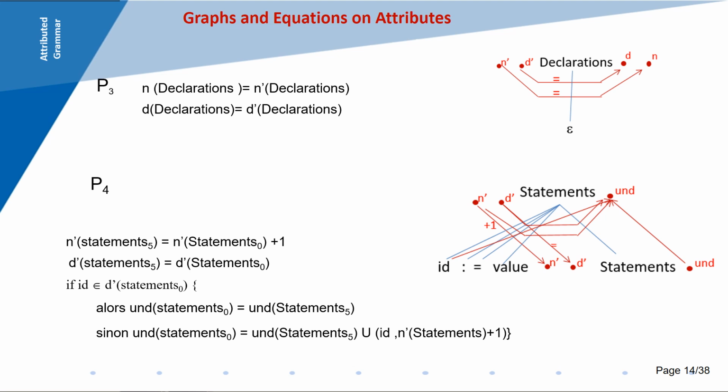For production P4, the inherited attribute N prime is incremented by 1 to count the number of lines. The value of D prime is transferred from top to bottom. The synthesized attribute U and D is computed from bottom to top. We assign to the undeclared attribute U and D the name of the undeclared variable with the line number, which is not located in the attribute D prime.